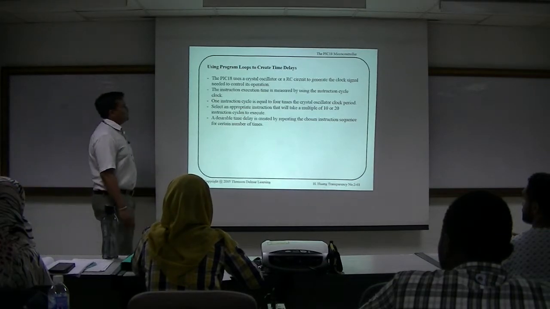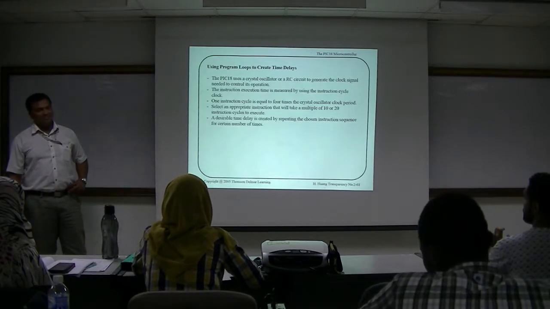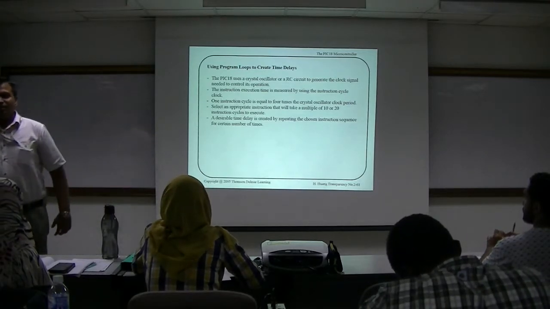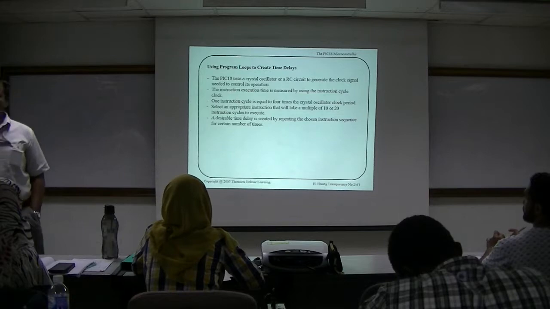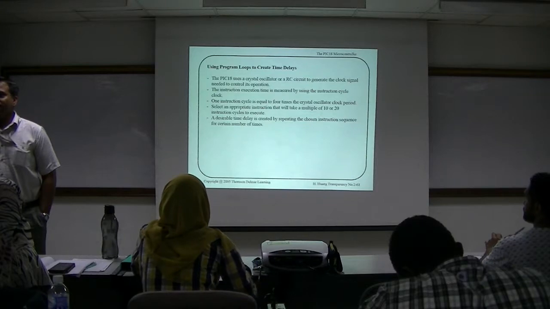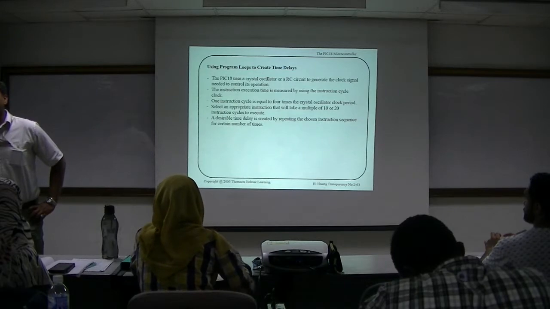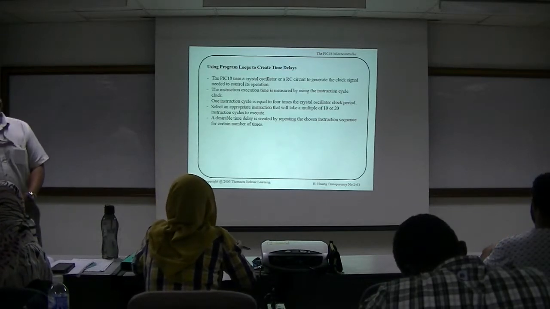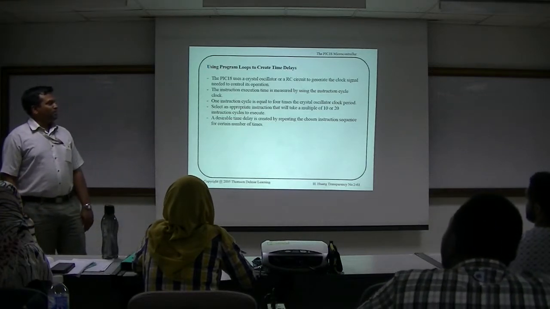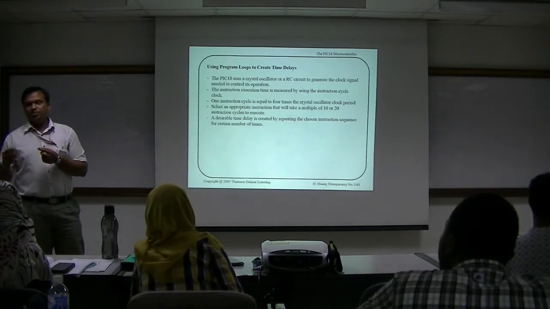So the PIC 18 uses a crystal oscillator or RC circuit. What is RC circuit? Resistance capacitive circuit. How does a resistance capacitive circuit generate oscillation? You have learned about oscillation circuits, right? I don't think all of you have learned. So to generate the clock signal needed to control this operation, the crystal oscillator, it looks like a capacitor. It uses a crystal, so it provides the oscillation.